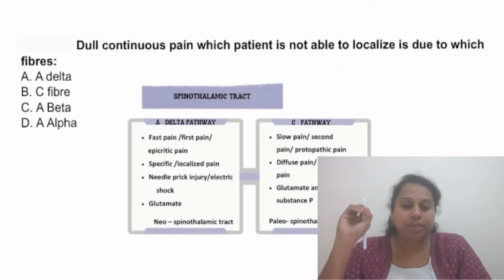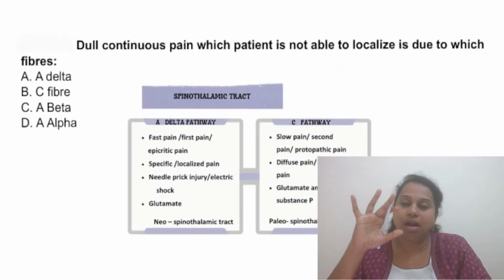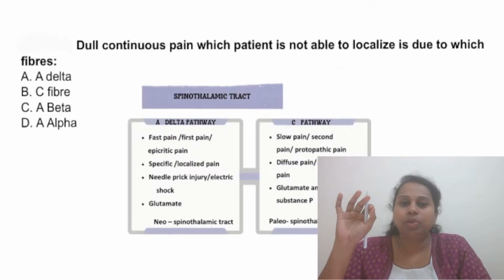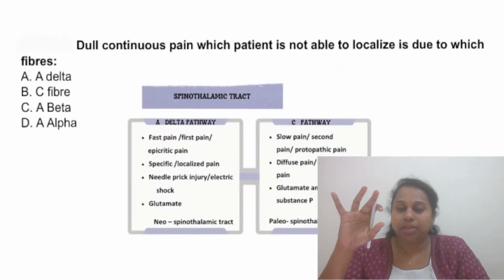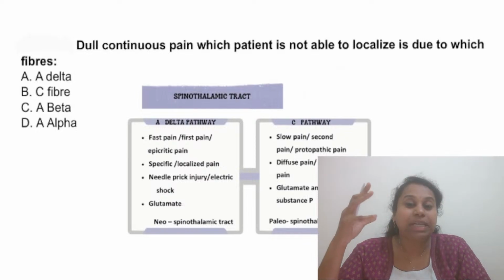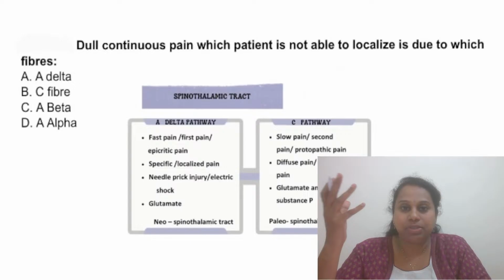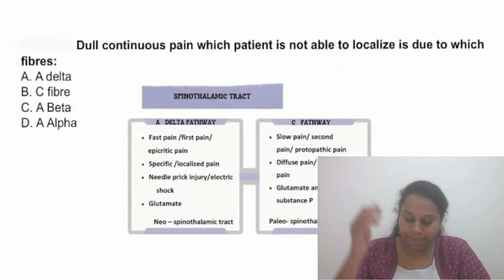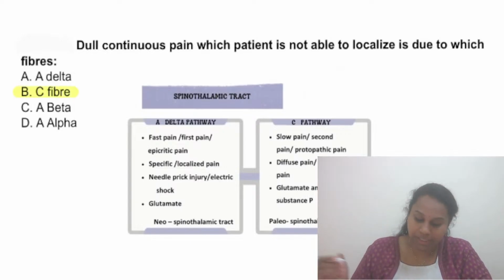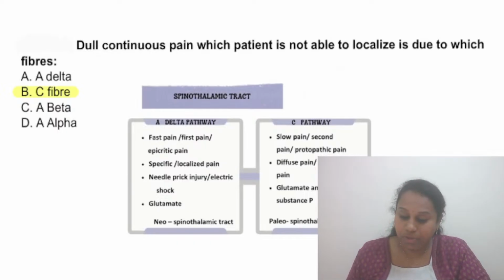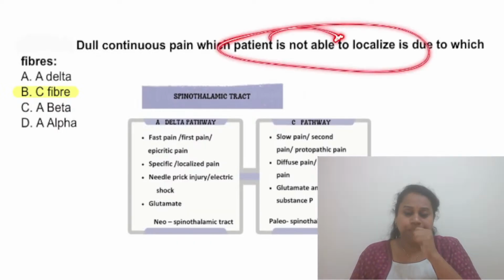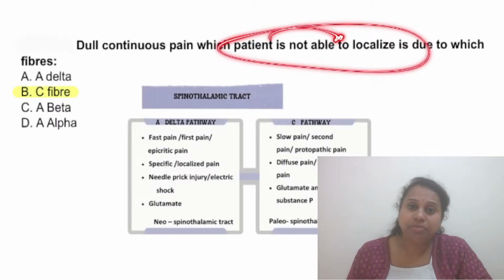Pain physiology and the different types of pain and pain pathways, high yield topic. Dull continuous pain which the patient is not able to localize. Slow pain is usually called diffuse dull type of visceral pain. So dull type of pain, visceral pain, diffuse pain is carried by, yes, C fibers. And you are not able to localize because the pathway itself is very diffuse. The pain also will be very diffuse.